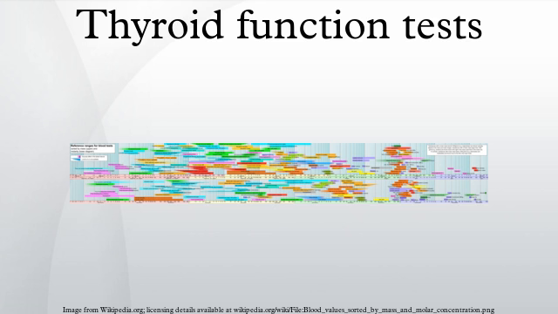Example values are given for free triiodothyronine, which is generally elevated in hyperthyroidism and decreased in hypothyroidism. Reference ranges depend on the method of analysis. Results should always be interpreted using the range from the laboratory that performed the test.